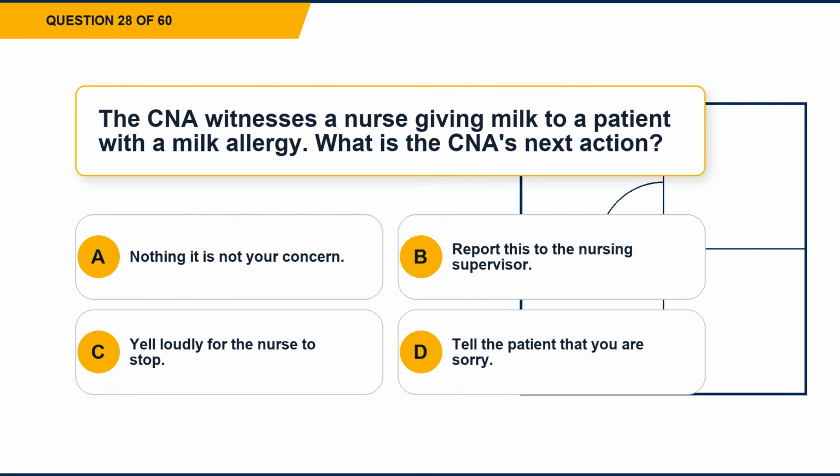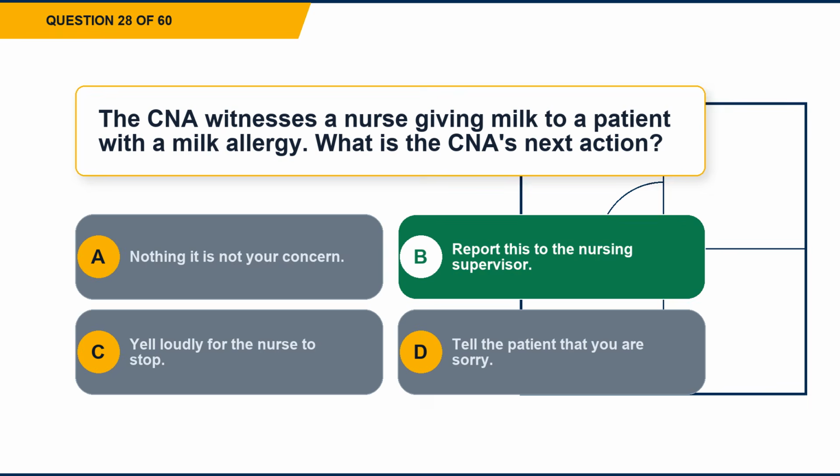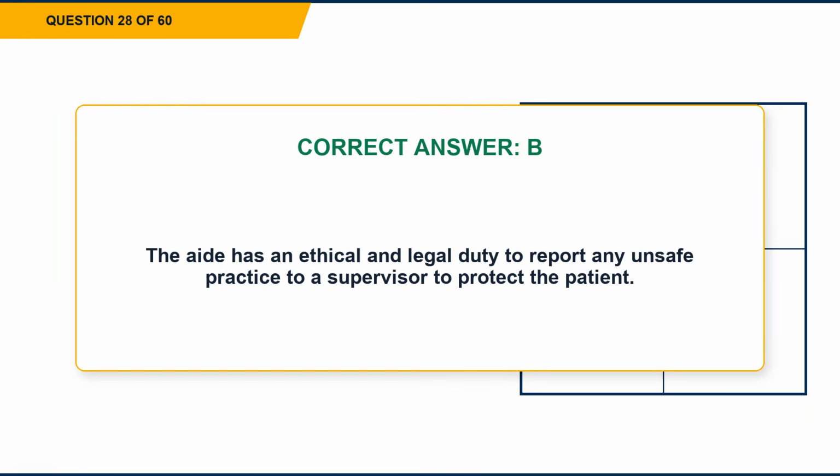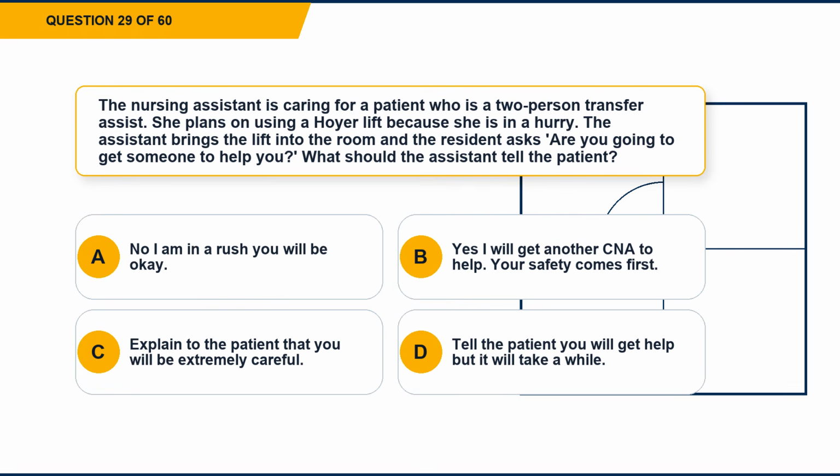Question 28. The CNA witnesses a nurse giving milk to a patient with a milk allergy. What is the CNA's next action? Option A, nothing, it is not your concern. Option B, report this to the nursing supervisor. Option C, yell loudly for the nurse to stop. Option D, tell the patient that you are sorry. The correct answer is option B, report this to the nursing supervisor. Explanation: the aide has an ethical and legal duty to report any unsafe practice to a supervisor to protect the patient.